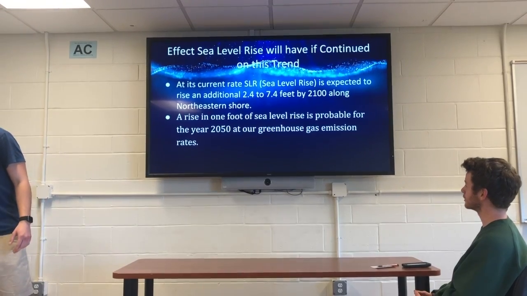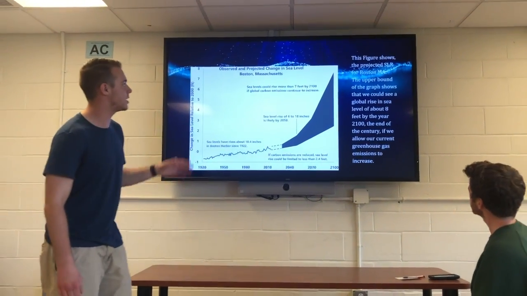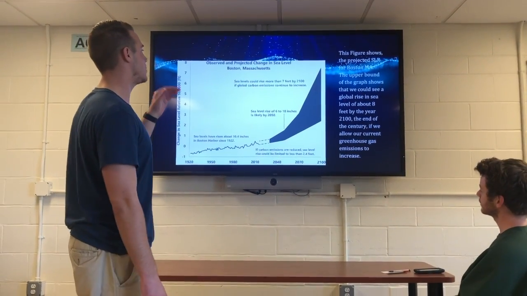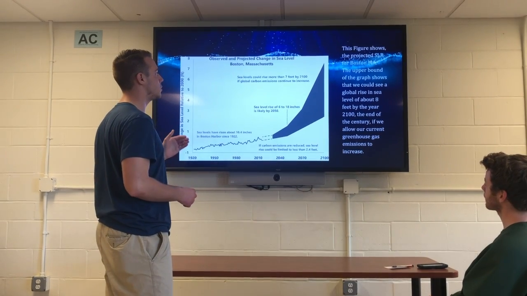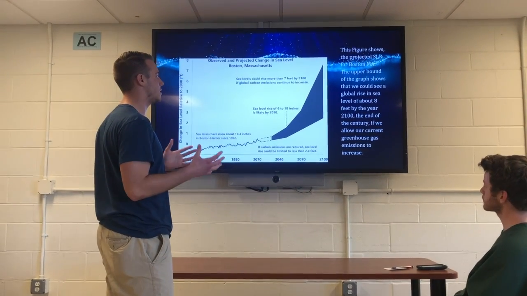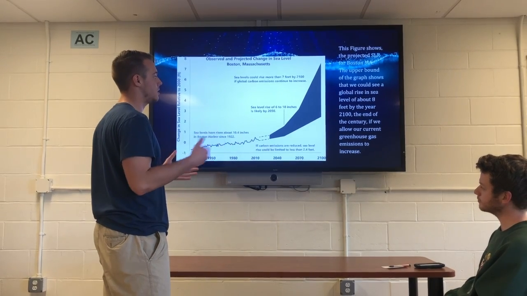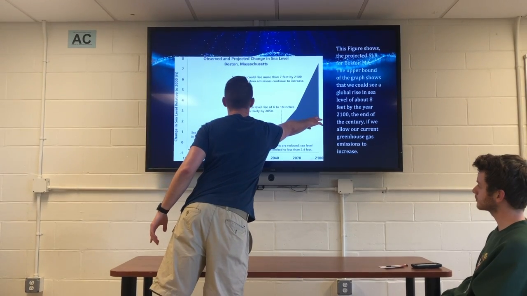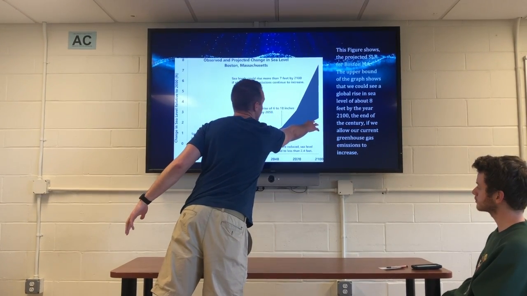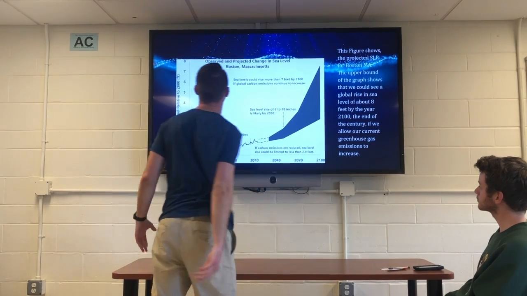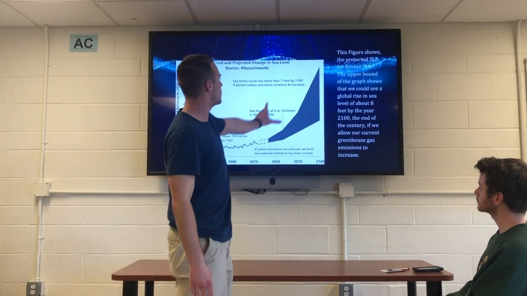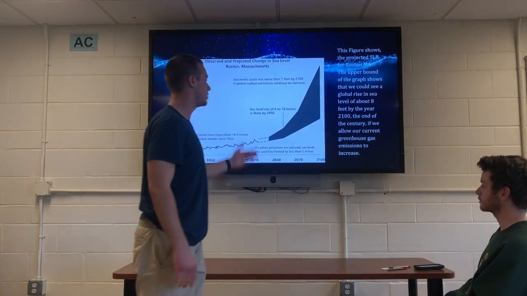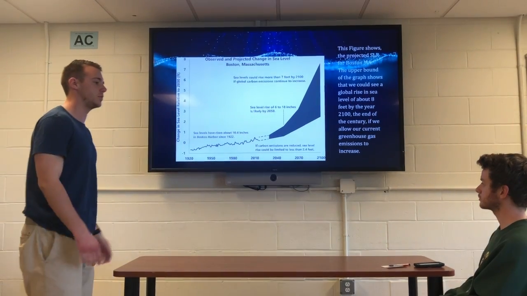That's right. So this graph is explaining what I just told you about. This figure shows the projected sea level rise for Boston, Massachusetts. The upper bound of the graph shows that we could see a global rise in sea level of about 8 feet by the year 2100, the end of the century, if we allow our current greenhouse gas emissions to increase. So as you can see, the lowest it could potentially be is about 2.4 feet. The highest it could potentially be is about 7.4 to 8 feet. So this graph is showing the upper bound as well as the lower bound. More than likely, we could be in the middle. If we do something to manage this, we could be down there at the 2.4.